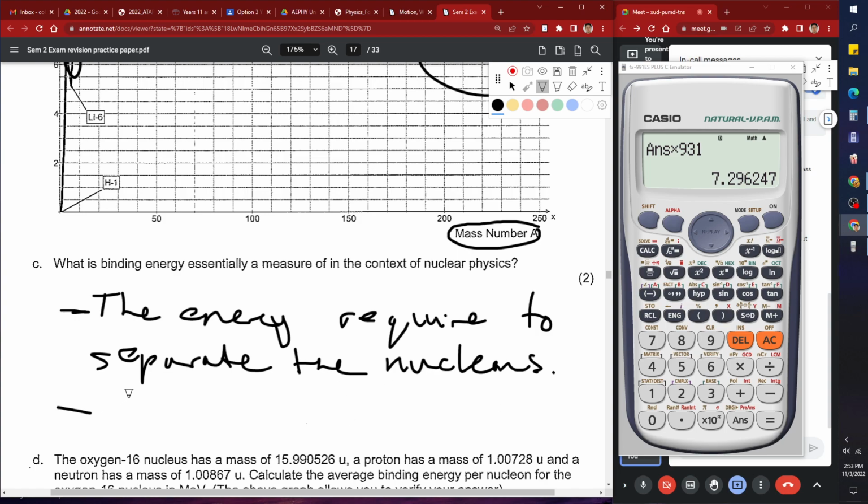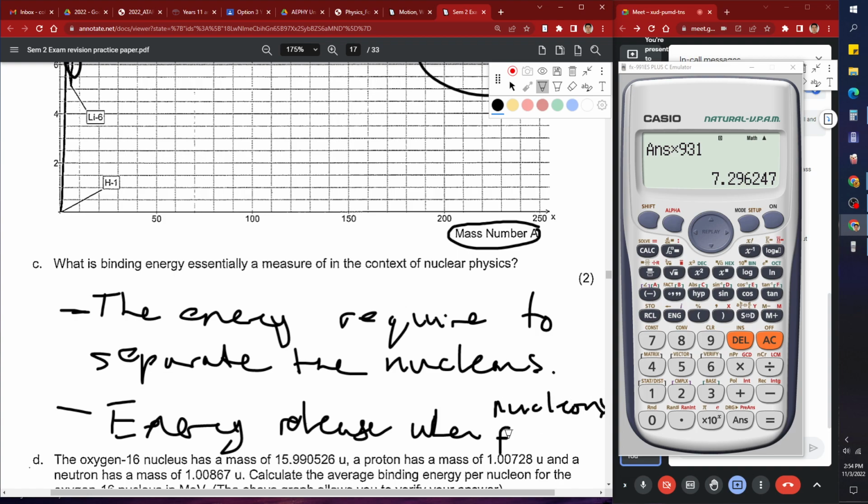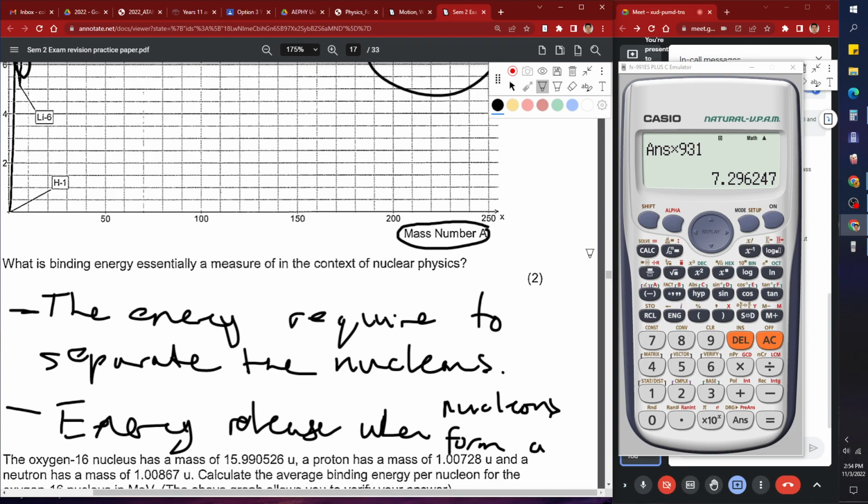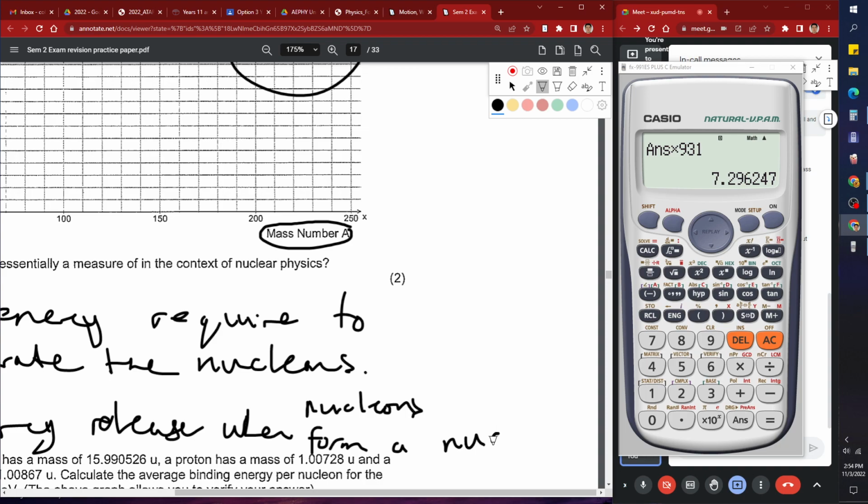Or energy released when nucleons form a new nucleus. Yeah, because the combined nucleus always has less mass than the individual nucleons that comprise it. So where did that mass go? It has to go somewhere.